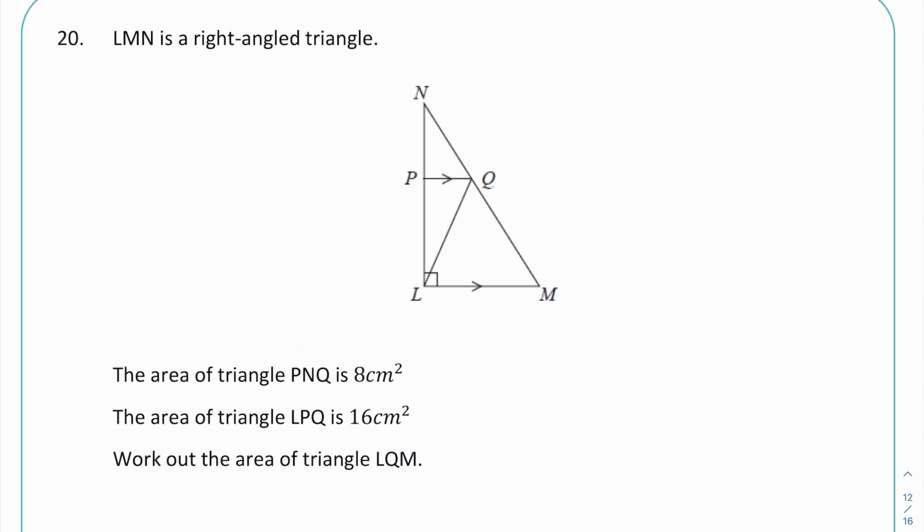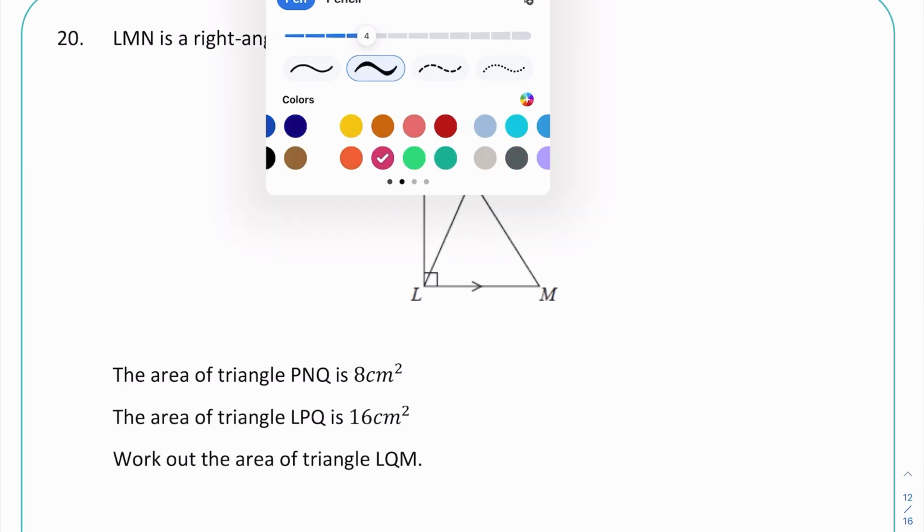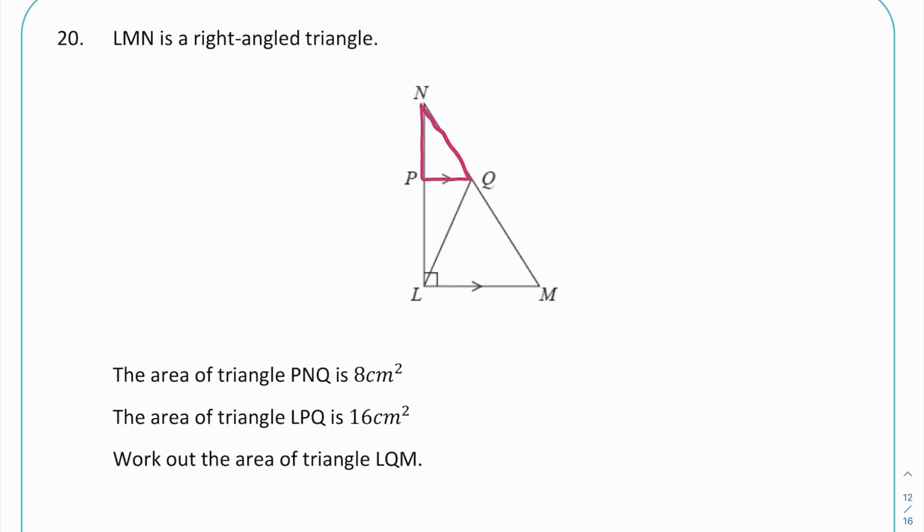Okay, so looking at some similar shapes. It says LMN is a right-angled triangle. The area of PNQ is 8. That is the triangle PNQ just there. And the area of triangle LPQ is this one here, and that one has an area of 16. Now those two triangles are not similar triangles because they share that same height there, but they've got different length bases. But the triangle NPQ and the larger triangle here, they are similar triangles.